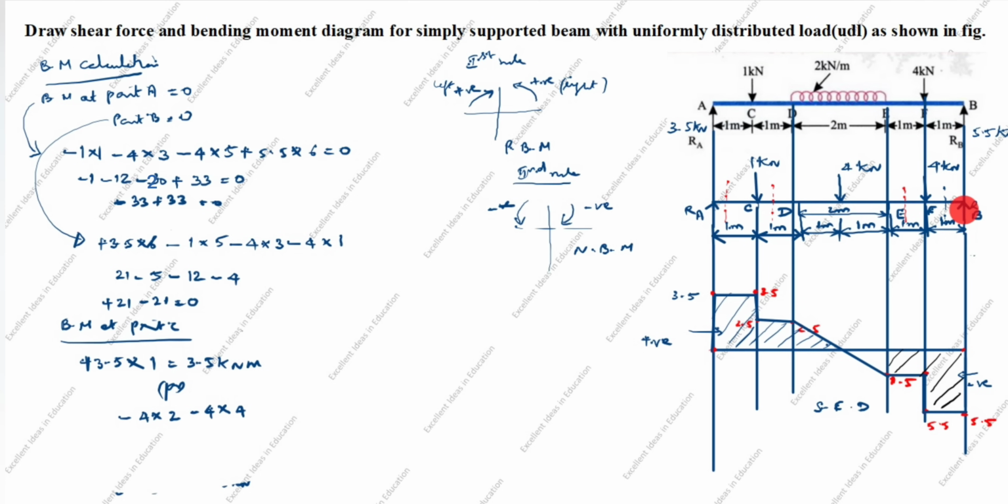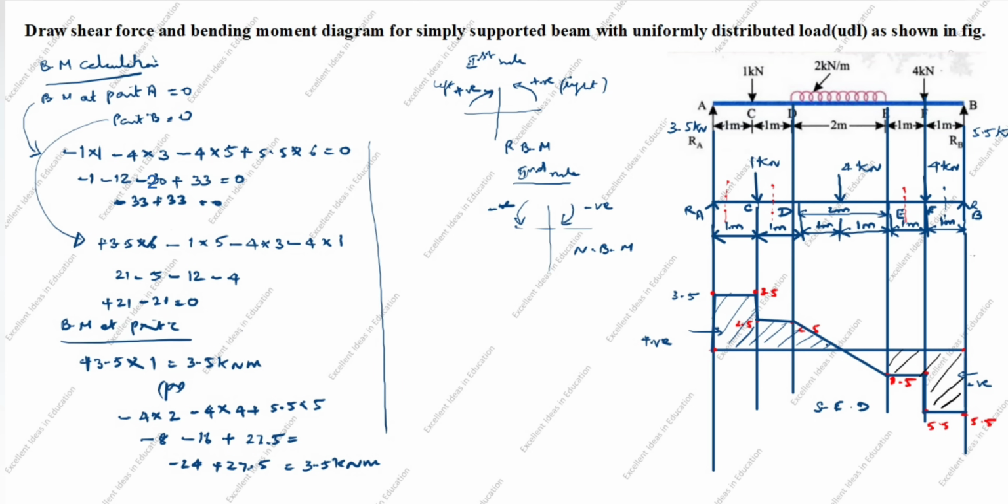Next you see the RB arrow goes up, from here to here. This is anti-clockwise, so anti-clockwise is positive, plus 5.5 into the perpendicular distance from here to here, which is 5. 4 2s are 8, 4 4s are 16, plus 5.5 into 5 is 27.5. This is also minus 8. Minus 8 minus 16 is minus 24, plus 27.5, equal to 3.5 kilonewton meter.